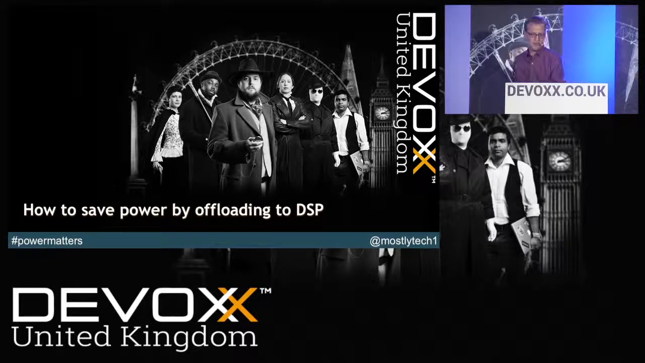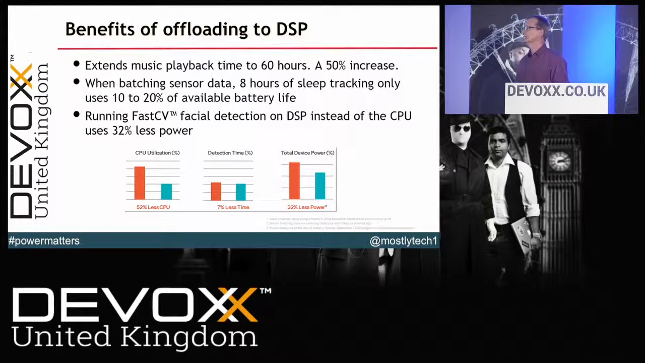So how do you save power by offloading to the DSP? If you're on a platform with a processor that has a DSP, the benefits are huge. Here are 3 examples. Playing audio over DSP is going to extend your playback time to 60 hours. That's a 50% increase. I've got a wearable, and I use it for sleep tracking. When you use the DSP for sensor batching, 8 hours of sleep tracking only uses 10 to 20% of battery life.